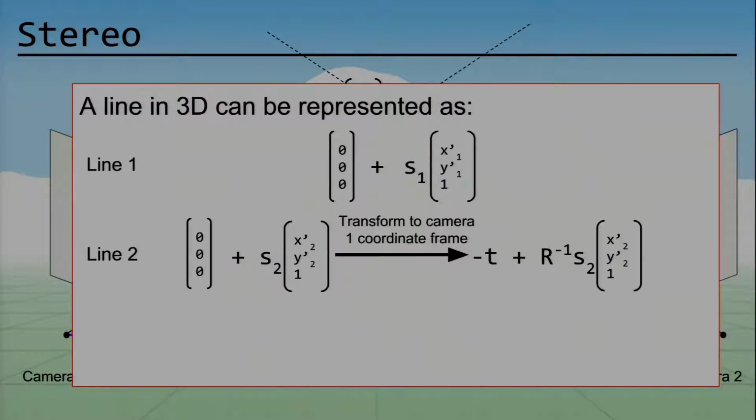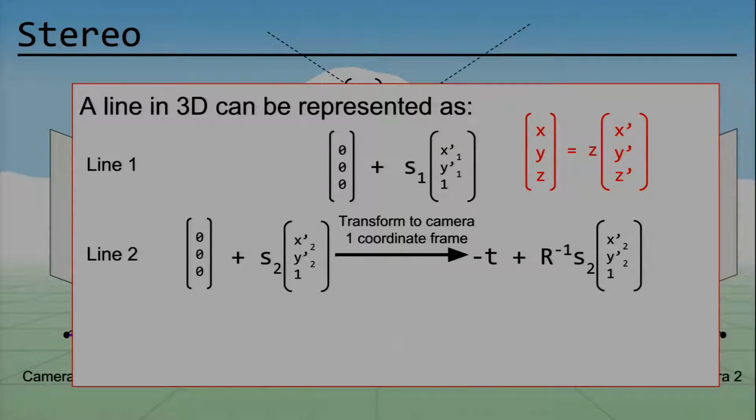So we have two lines. Our first line here is this one. So this is our line from camera 1. It goes through the origin. That's our origin. Multiply it by whatever parametric value times our slope, which is going to be just our normalized image coordinate, because we know that our line goes through that point. And then we do the same thing for line 2. But line 2 is going to be in camera 2's coordinate frame. So we just convert that back to camera 1's coordinate frame by doing this. So here we're just using our translation and our rotation to convert it back to camera 1's coordinate frame. So now we have two lines, and we need to find their intersection.